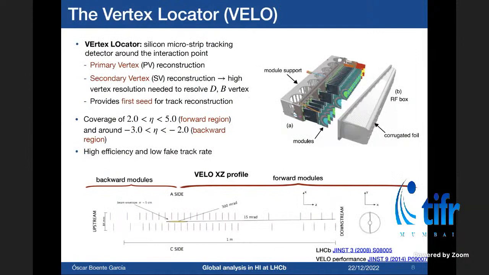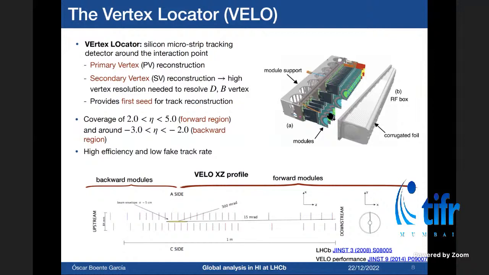So I will talk briefly about some of the detectors. First, I will mention the Vertex Locator because it's interesting for our business here. The Vertex Locator is a silicon microstrip tracking detector that is around the interaction point. Basically, this would be one half of the detector, and the beam would be around this area here. The detector is able to close and open, so it can be only a few centimeters from the beam, and this can only be done during stable beam.